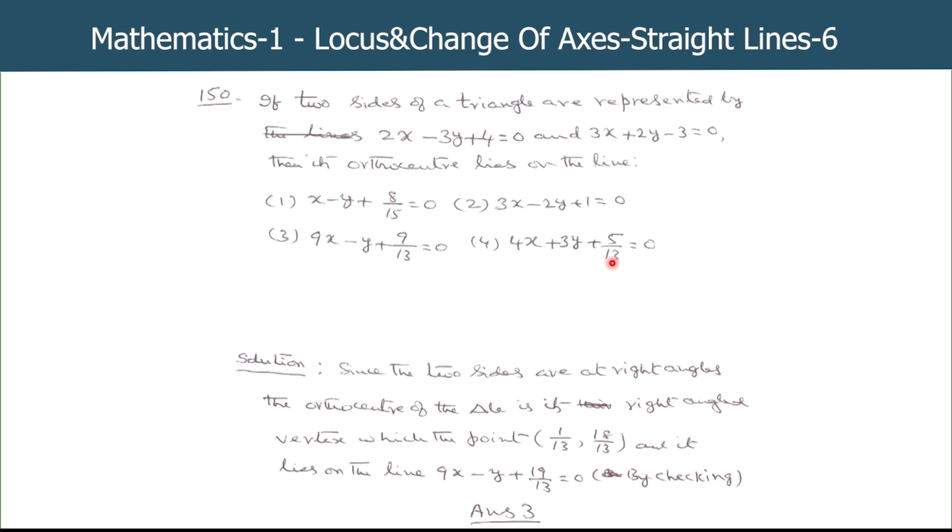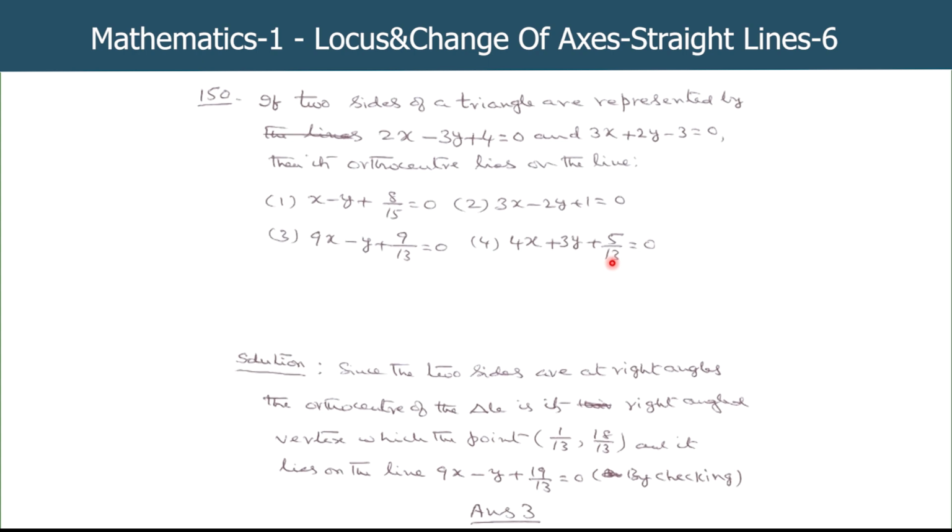Now, see the two lines. The slope of one line is 2 by 3 and the slope of the other line is minus 3 by 2. So, these two lines are at right angles.